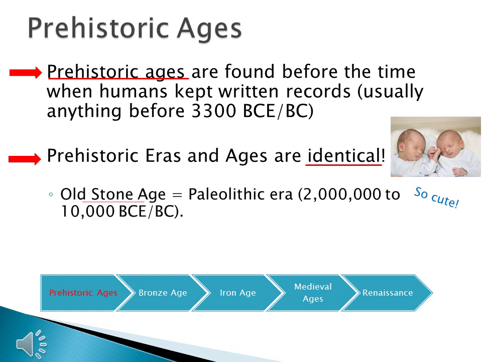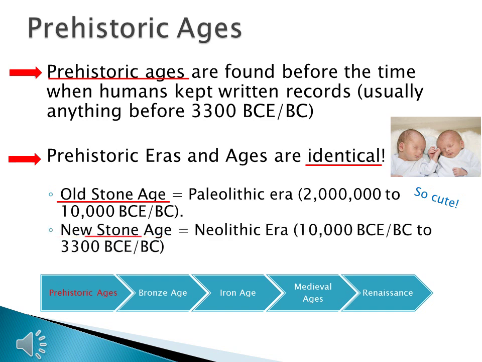The Old Stone Age equals the Paleolithic era, 2 million BCE to 10,000 BCE. The New Stone Age equals the Neolithic era, 10,000 BCE to 3300 BCE. The names are interchangeable. Paleolithic era equals Old Stone Age, Neolithic era equals New Stone Age.